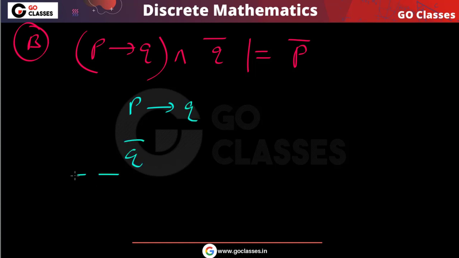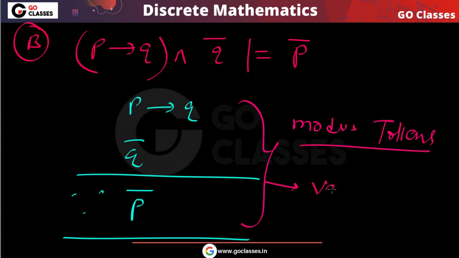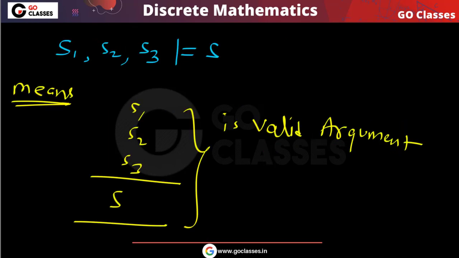P implies Q, Q bar, then can I say P bar? Is it a valid argument? Yes, this is a valid argument. This is known as modus tollens. We can also see that P implies Q and Q bar means Q is false. If Q is false, just think about it, then definitely P must be false. So this is the idea.